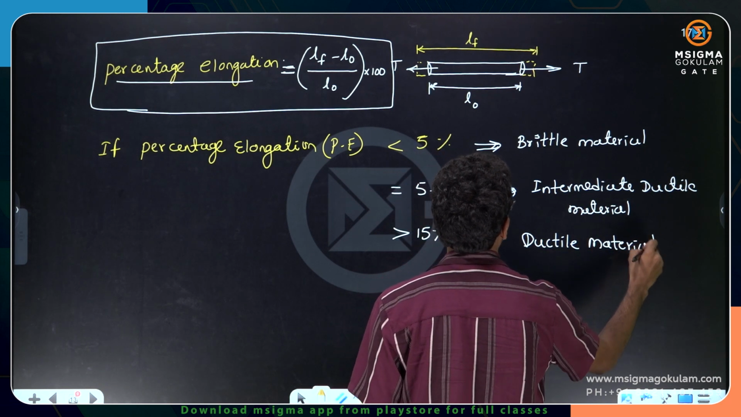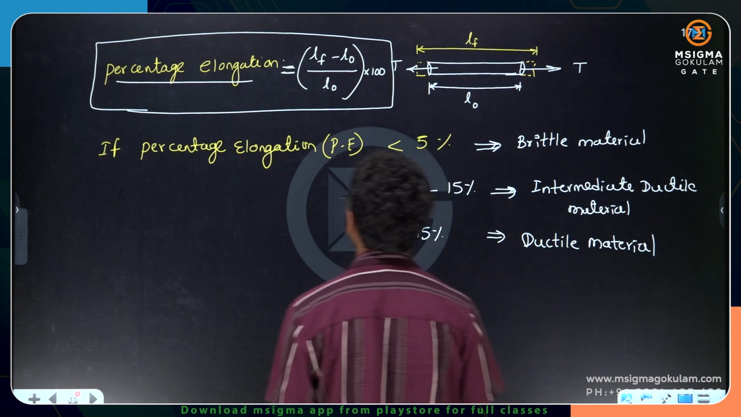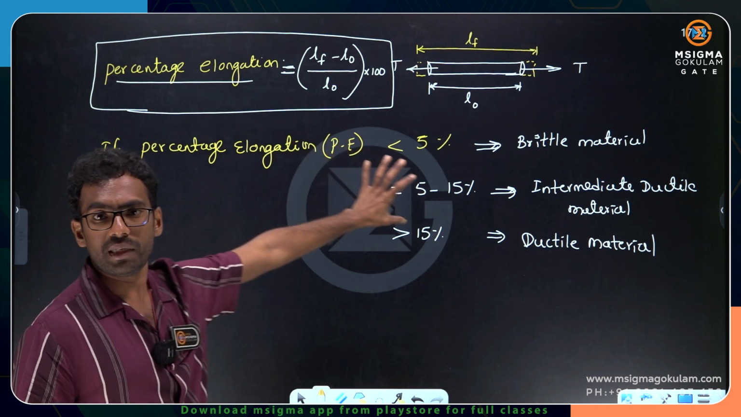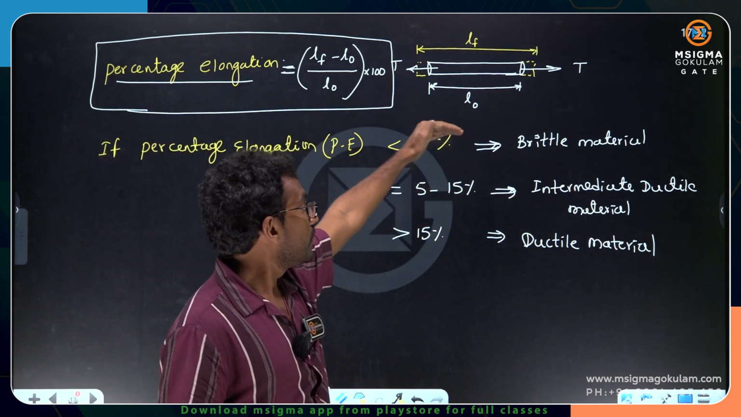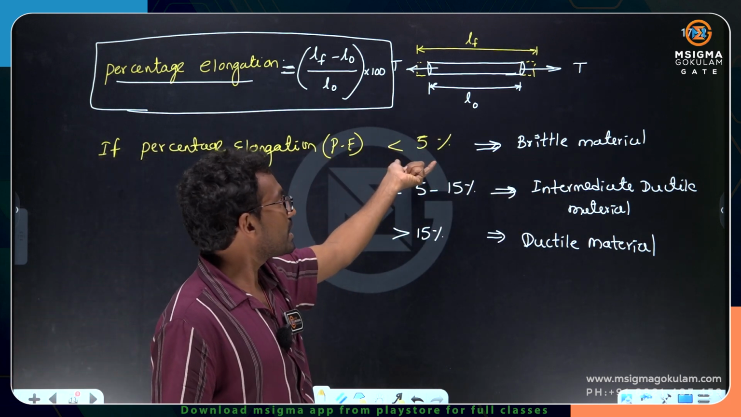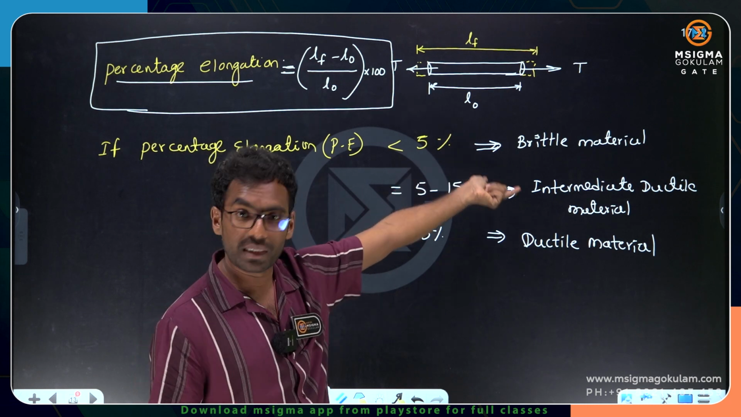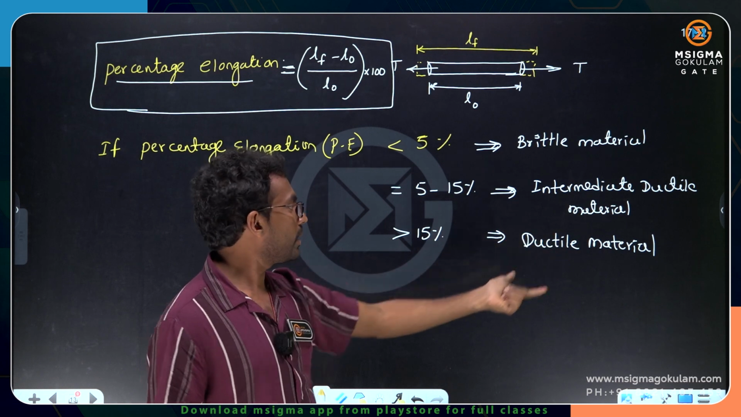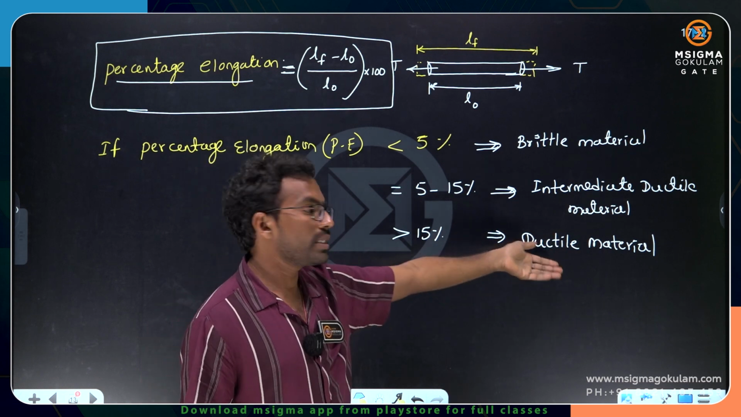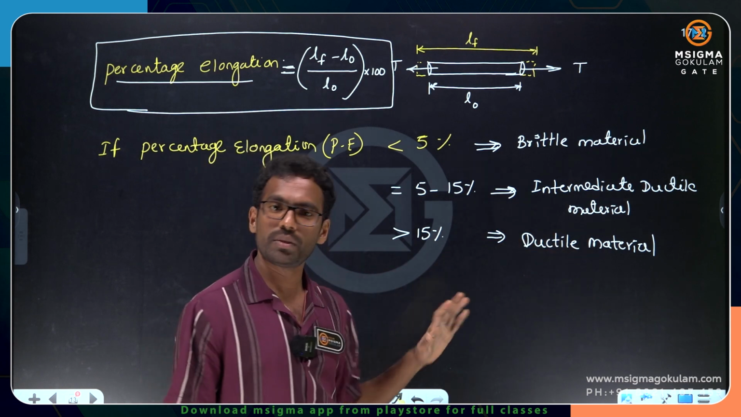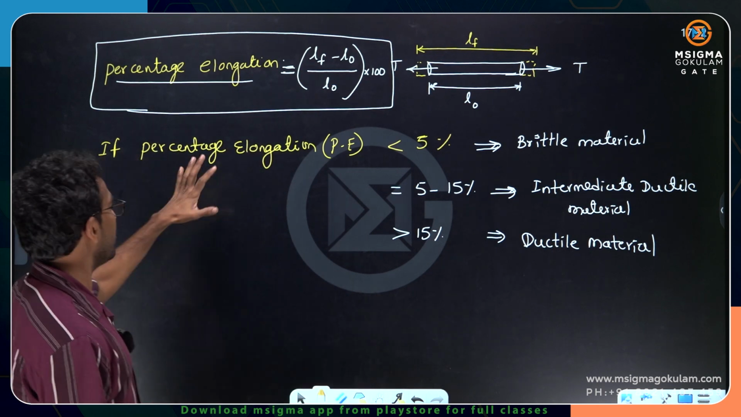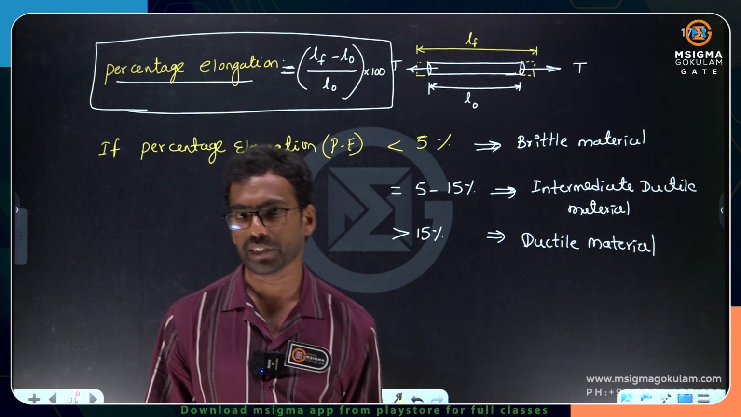So this is how we are going to classify the nature of material based on which parameter? Percentage elongation. If percentage elongation of any material is less than 5%, it is said to be brittle material. If it is in between 5 to 15%, intermediate ductile material. If it is more than 15%, it is said to be a ductile material. That is how we categorize the nature of material based on the parameter called percentage elongation.